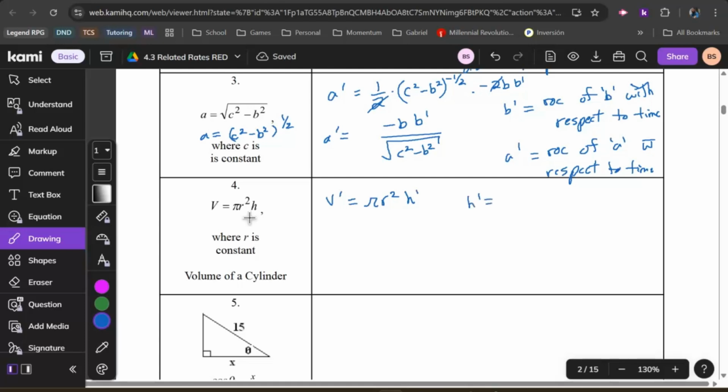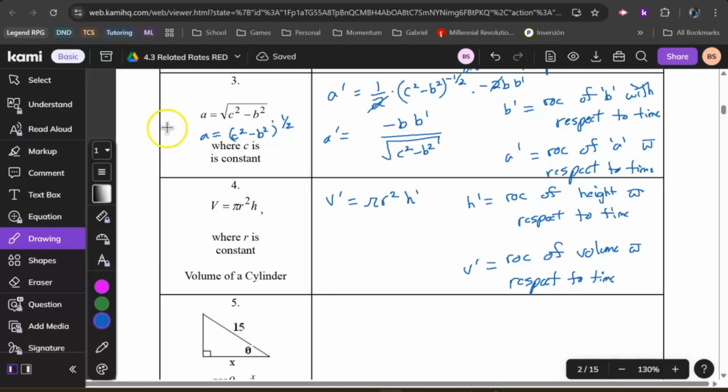And h prime is going to be the rate of change of height with respect to time. Now volume we've already done, but we'll write it again anyway. The rate of change of volume with respect to time. Okay?